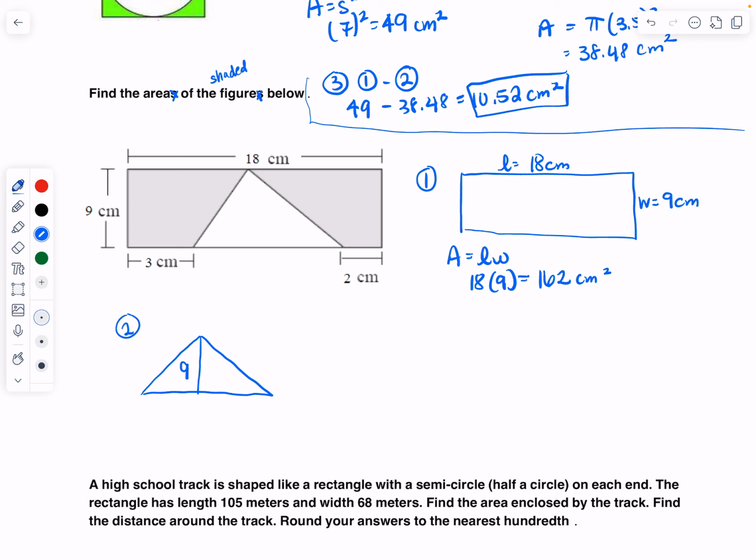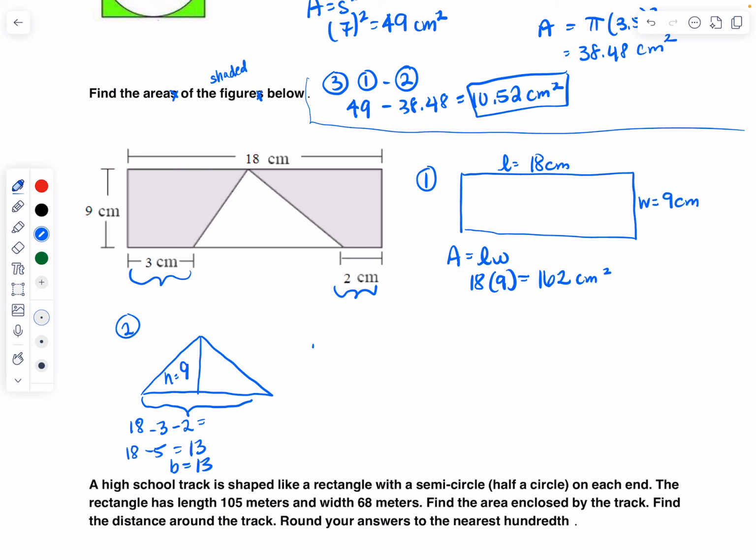This is 9. To figure out the base, what I'm going to do is 18, which is the total length of the side of the rectangle, minus 3 minus 2, because that is the width here and here. So 3 and 2 is 5. So 18 minus 5 gives me 13. That's the base. And the height is 9.